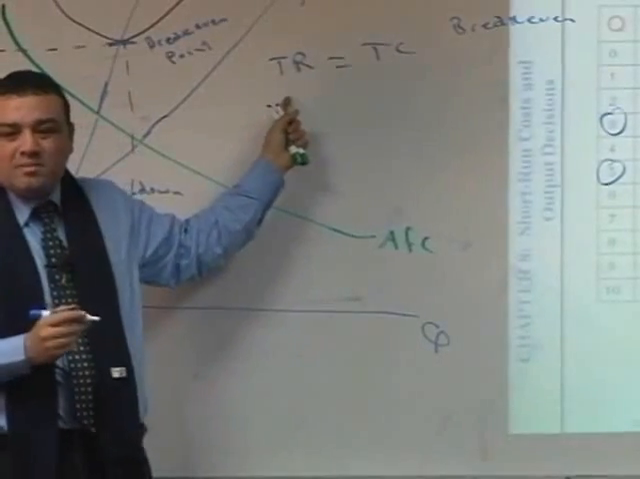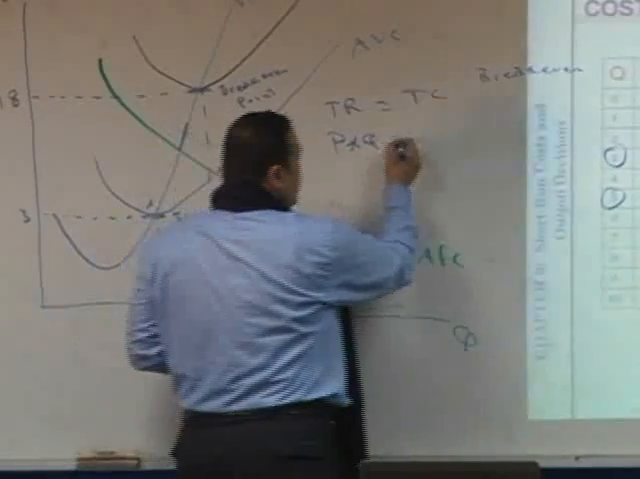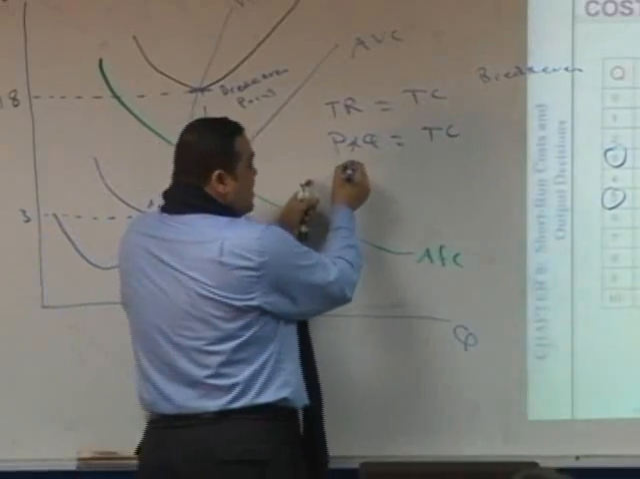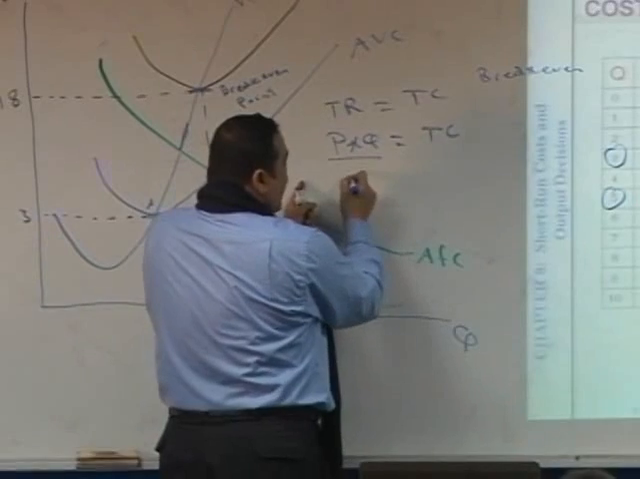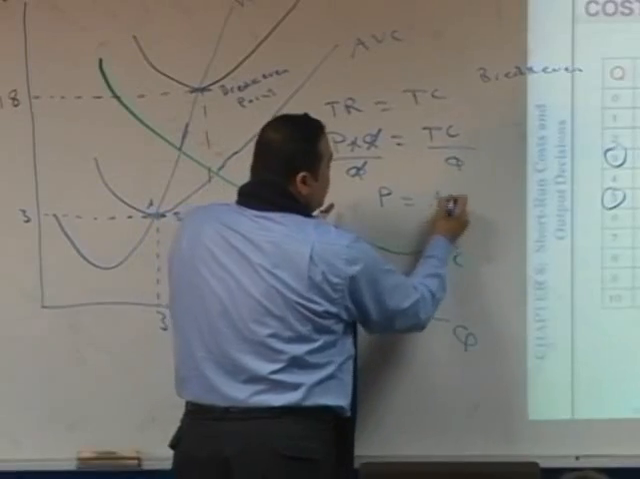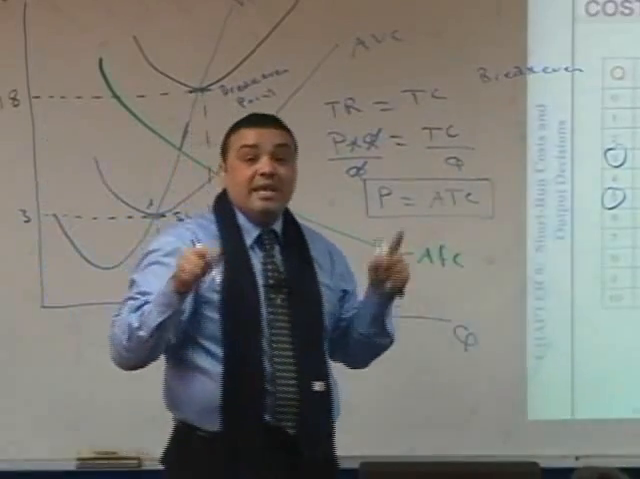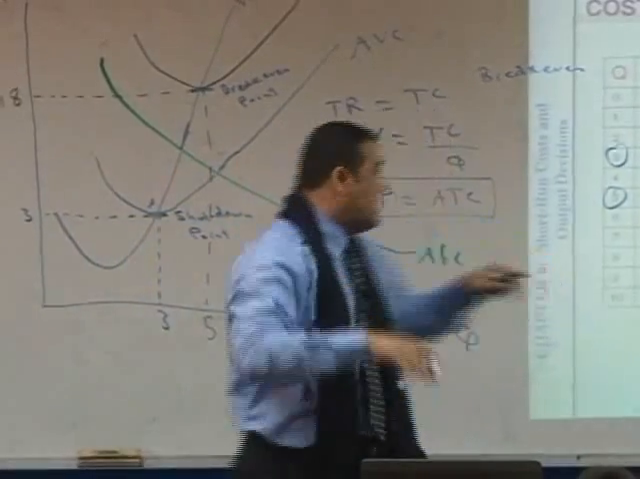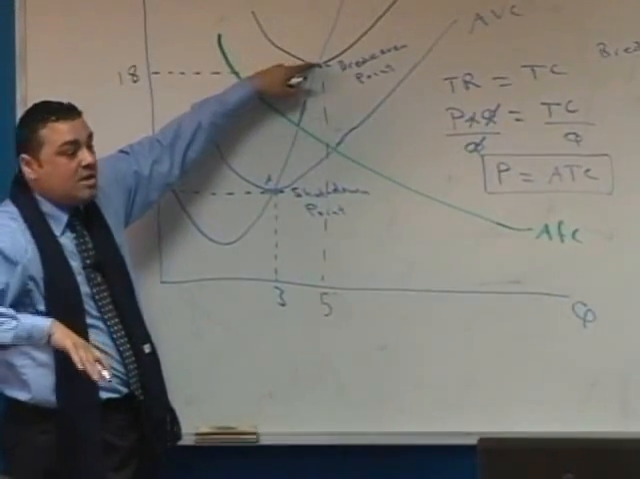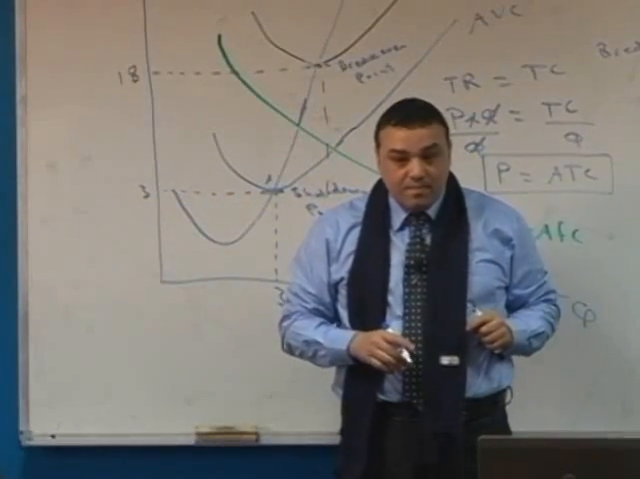TR equals what? P times Q, price times Q, right? And it must equal total cost at the equilibrium. If we divide both sides by Q, P equals ATC. If the price equals the minimum average total cost, in this case there is a break even. Right? Okay.